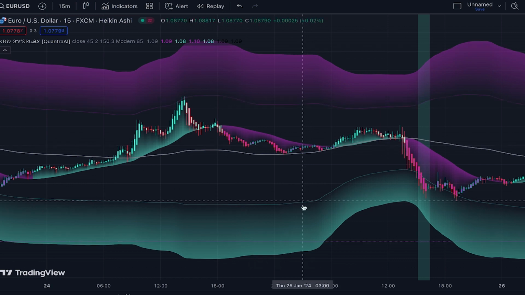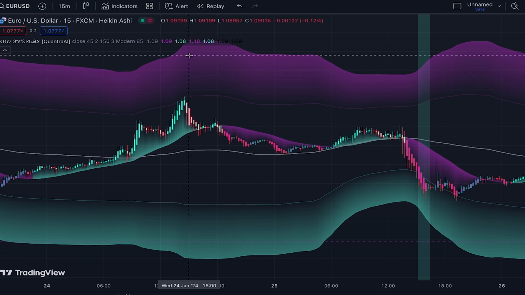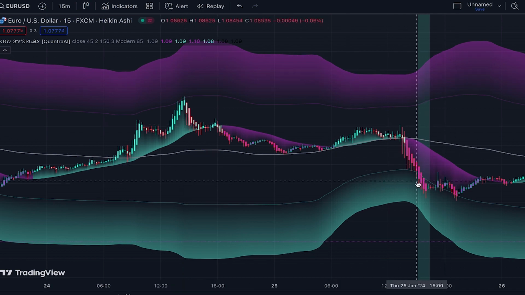Above and below the center line, we have these two lines. These two lines are one standard deviation from the mean, and these two lines are two standard deviations from the mean. In times that the price reaches this level or goes beyond that, it's considered overbought, and in times that the price reaches this level or goes beyond that, it's considered oversold.